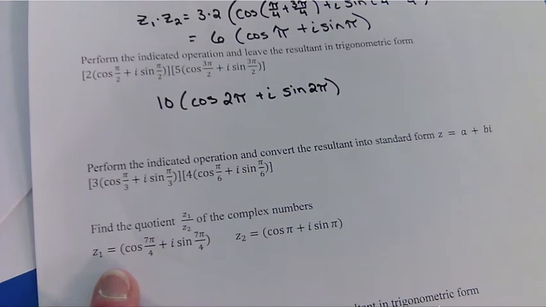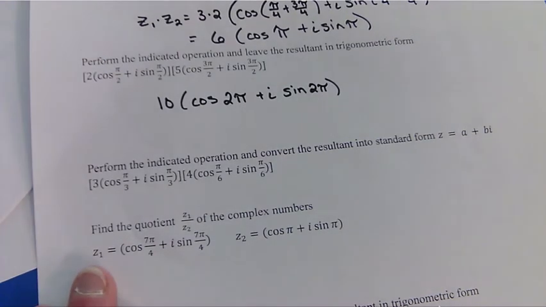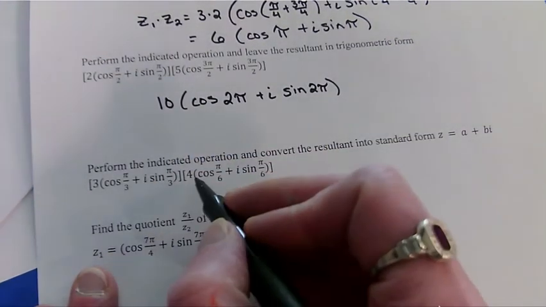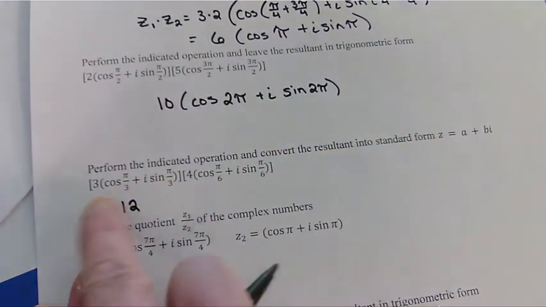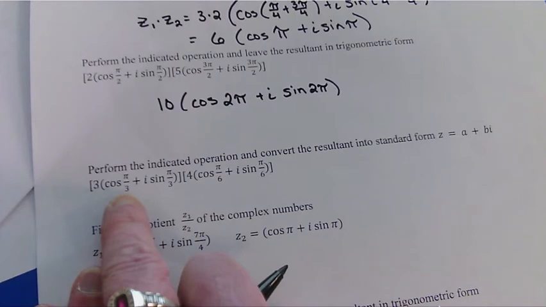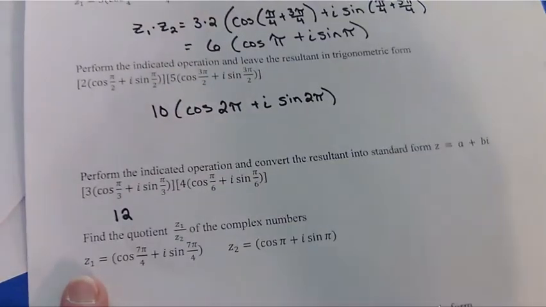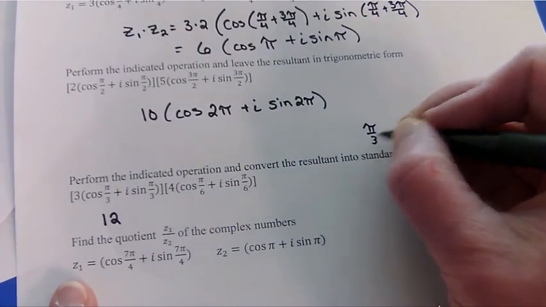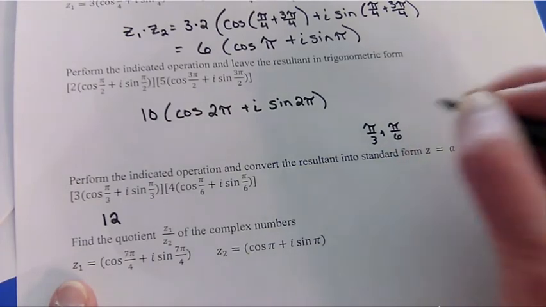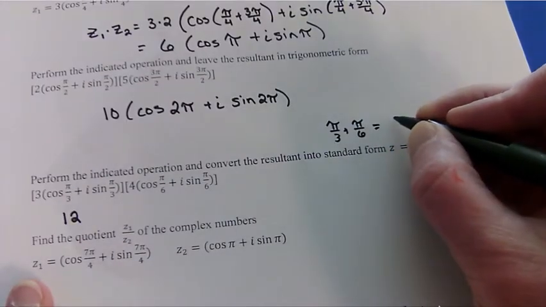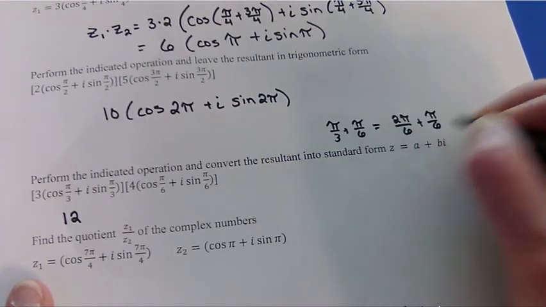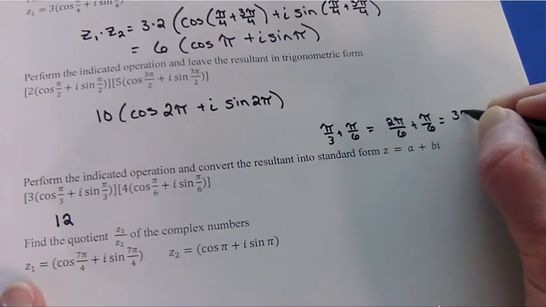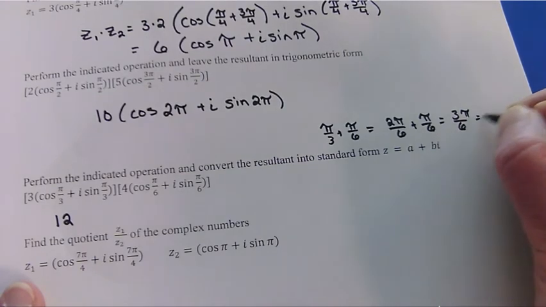It says do the proper operation, then convert it back to a plus bi. Okay. So 3 times 4 is 12. I don't know why this one has smaller room. Because if I have 1 pi over 3 and pi over 6, I'm going to come off to the side. Pi over 3 plus pi over 6. That's going to be like having 2/6 plus 1/6. That's 3/6. That's pi over 2.